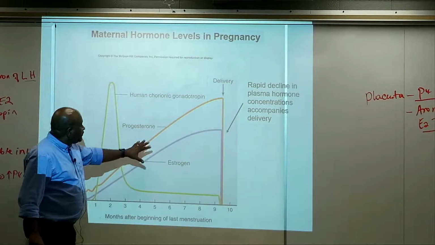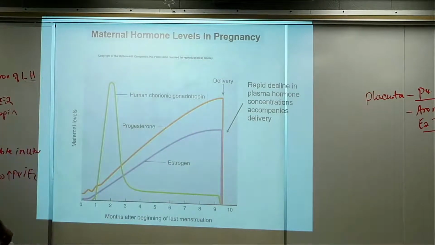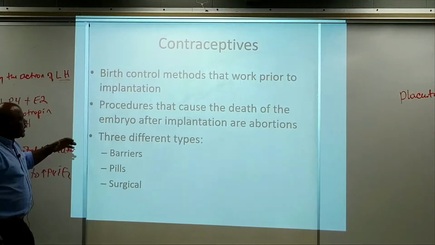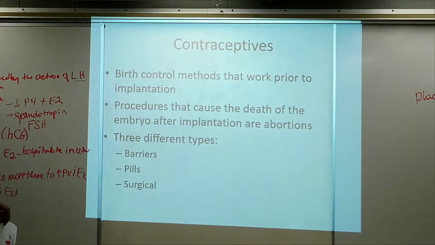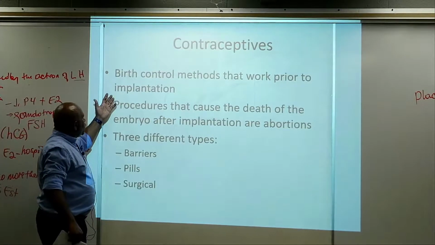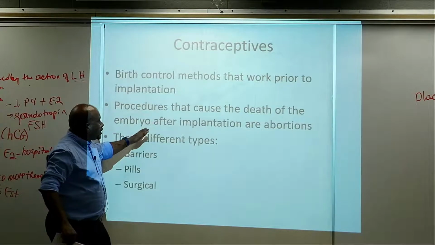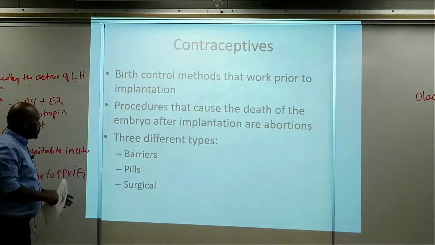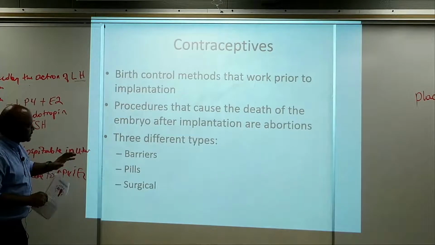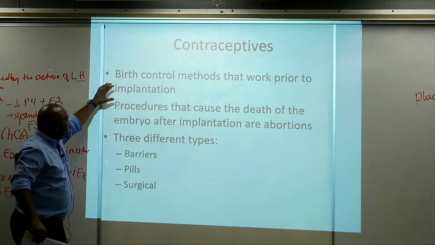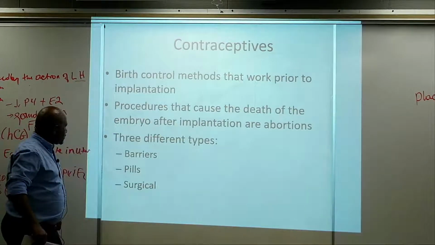That means after delivery, all goes down and a new cycle begins when the hormonal balance is maintained. So we have heard of different types of contraceptives, birth control methods that work prior to implantation. That means before the embryo implants, there are different types of contraceptives used for preventing the establishment of pregnancy. Procedures after implantation are so-called abortions, which are ethically very controversial. This is the protection of birth control before implantation or establishment of pregnancy, and here are the time points of abortion.